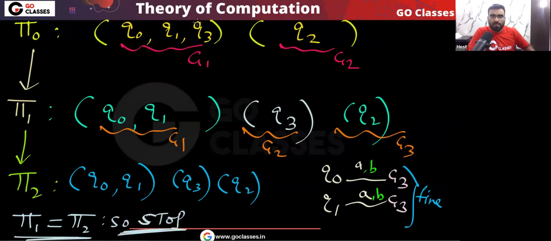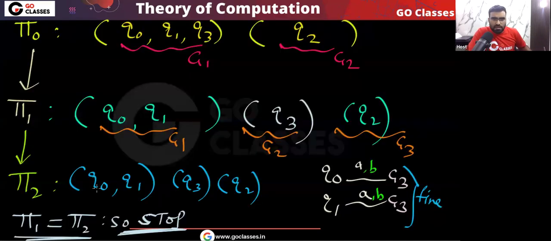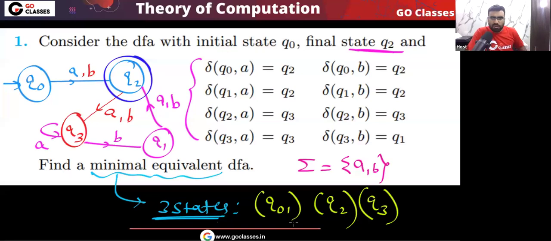So this is the idea. Is this clear? This is your partition algorithm. Finally, I can say three states will be there in the minimal DFA. What are those three states? Q0, Q1, they will be equivalent and mergeable, then Q2, and Q3. These will be your three states in the minimal DFA. Is this point clear? Please tell me, did you understand?